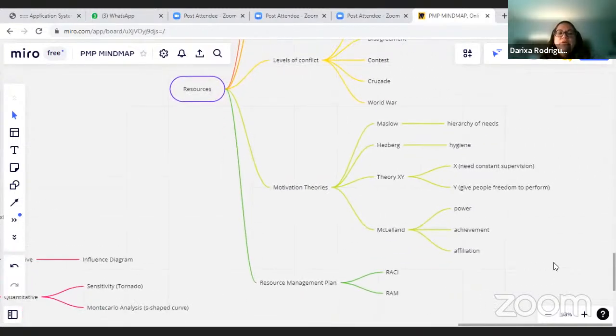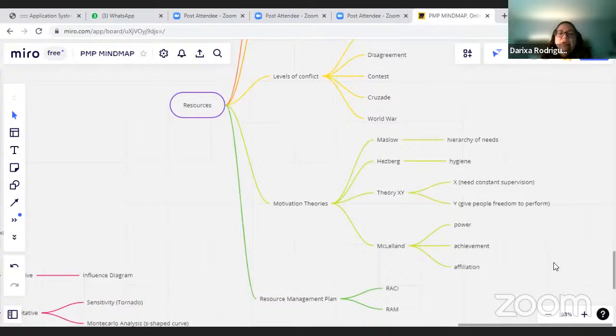The motivation theories, we had Maslow, which is the hierarchy of needs. It's a pyramid that starts with physiological needs up to more like personality things. Then Herzberg talks about hygiene needs, which are not motivators, but could be demotivators if not present. Then we have theory X and Y, where X implies that people need constant supervision, whereas Y gives people more freedom to perform. In McClelland, the motivators are power, achievement, and affiliation.